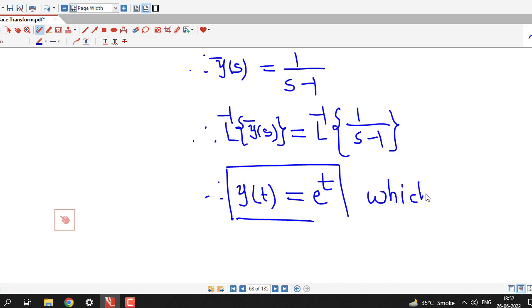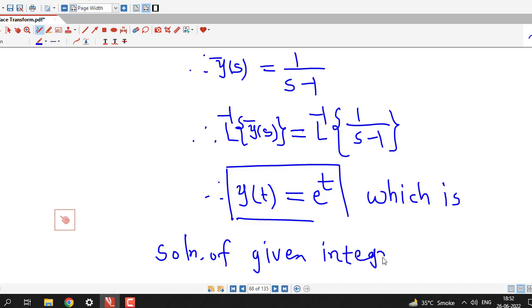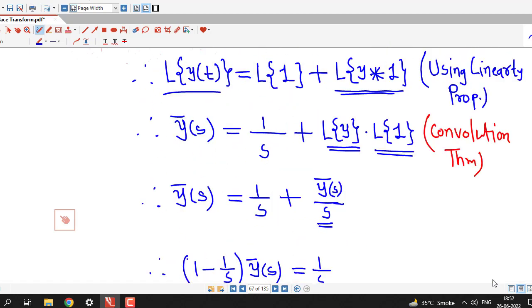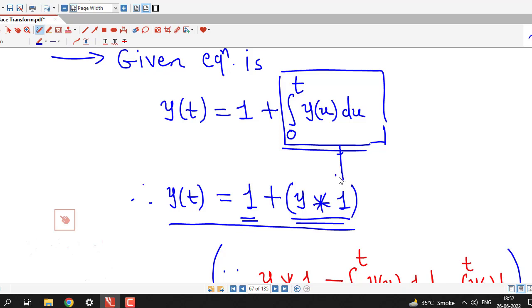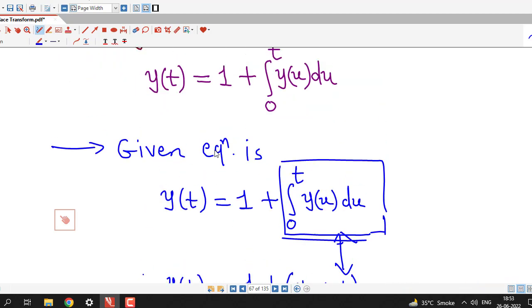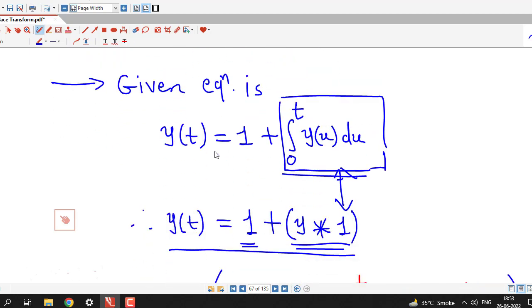So this is the solution of the given integral equation. It is easy to solve integral equations using Laplace transform if it is possible to express the integral of the given equation in terms of convolution. Here we are able to write this integral as a convolution of two functions y and 1. Therefore, we are able to solve this integral equation using Laplace transform.